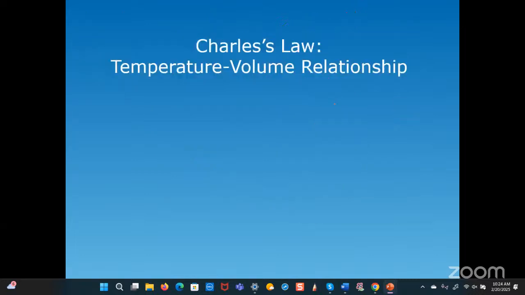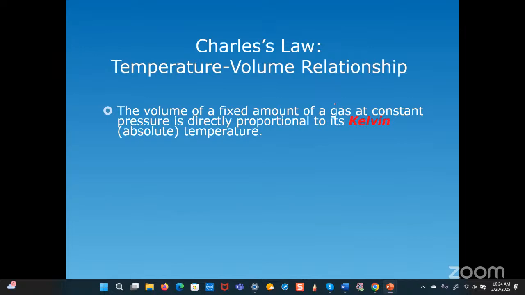Okay. Another law, which you should have learned in your previous chemistry experience, which governs the behavior of gases, is Charles' law. This law describes the relationship between the temperature and the volume of a gas. We can express this law in words, which is what you see here on the screen. The volume of a fixed amount of gas at a constant pressure is directly proportional to, and this is very important, its Kelvin or absolute temperature.